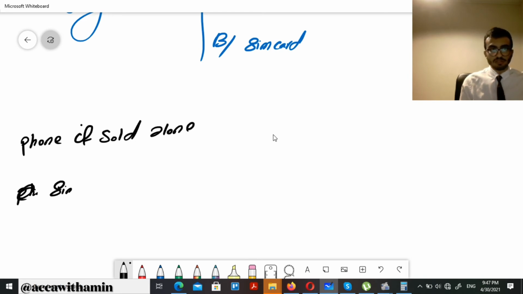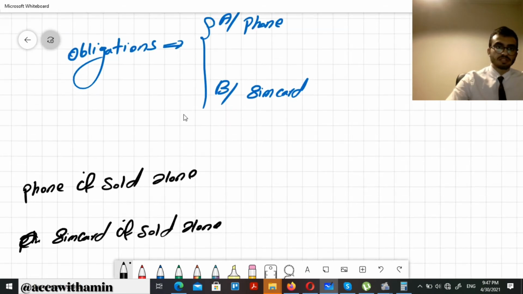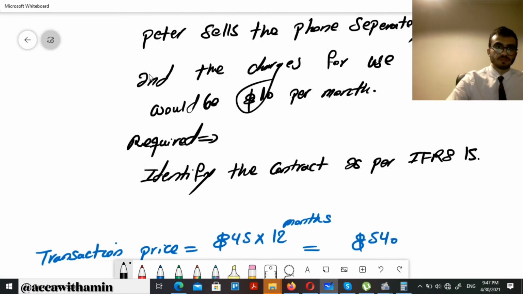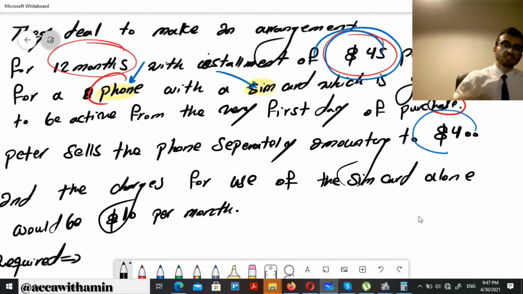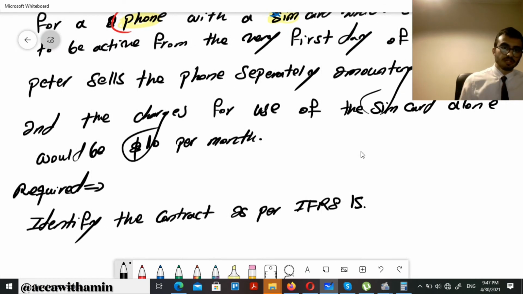SIM card, if sold alone. I need to have their standalone amounts. What are they? In the question it has said, Peter, if he wants to sell the phone separately, he's going to charge $400 and $10 per month for the SIM card.